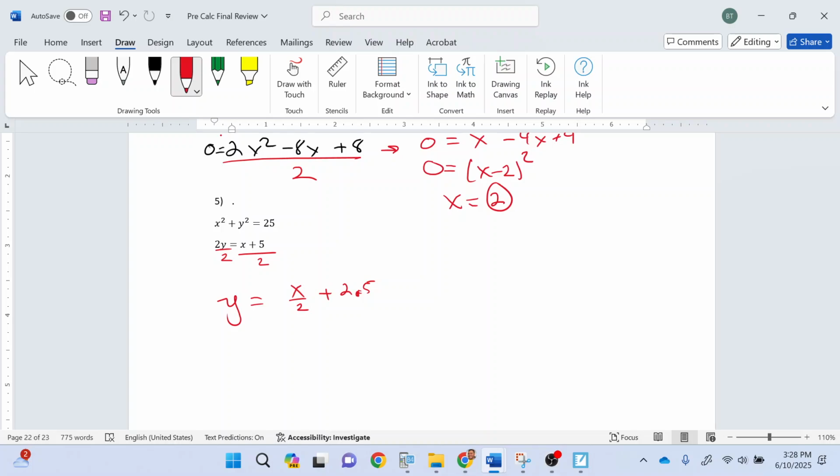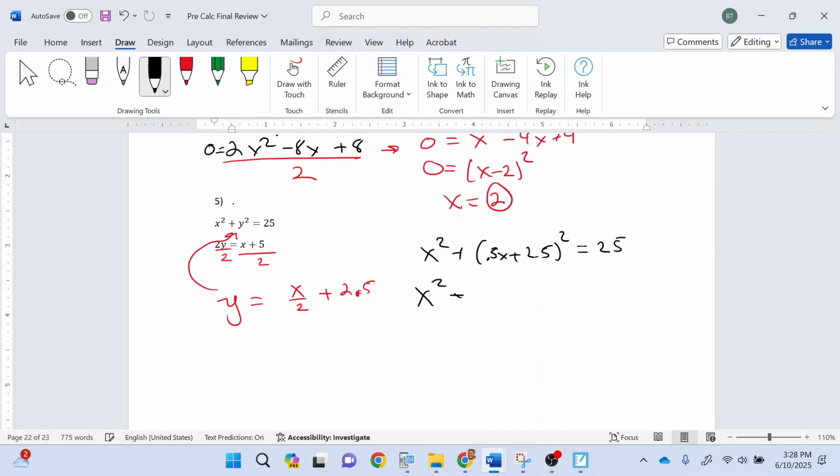So in this case, we're going to have to try to figure out how to plug this in. So I'm going to take the y and plug it in here. You got to be careful, though. It's going to be x squared plus x over 2 plus 2.5 squared equals 25. So I'm going to have to actually FOIL this. If it makes your life easier, you might want to write this as 0.5x. I don't care which way you do it.